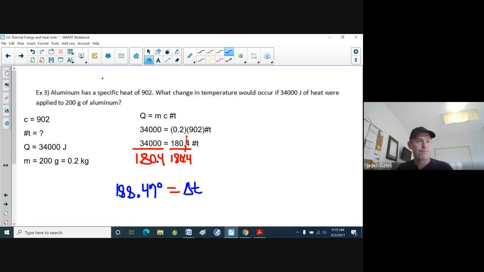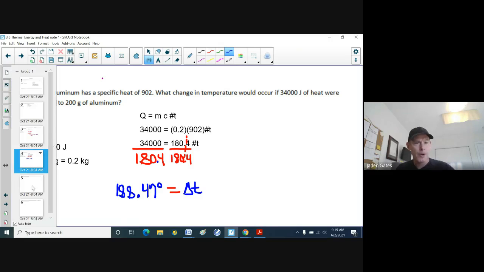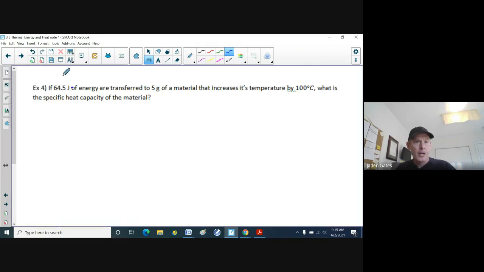All right. Let's see, what do we got? No, we got a couple more here. Example 4: if 64.5 joules of energy are transferred to 5 grams of a material that increases its temperature by 100 degrees Celsius, what is the specific heat capacity of the material?